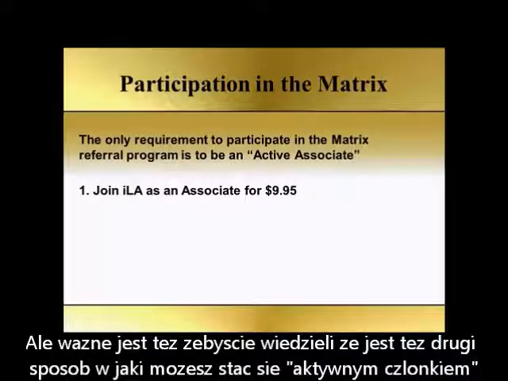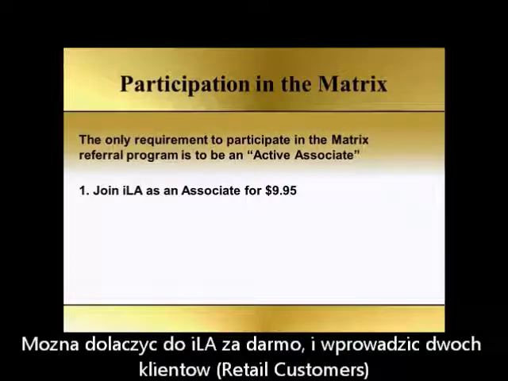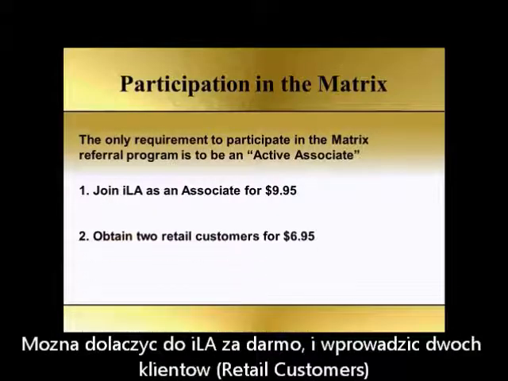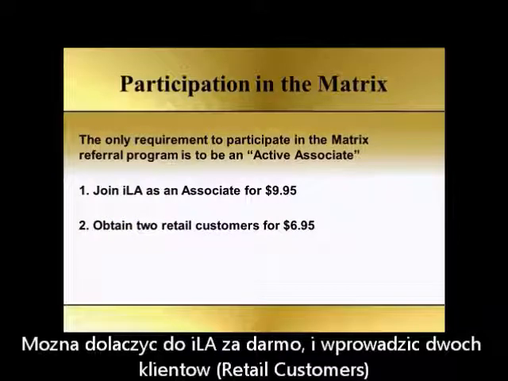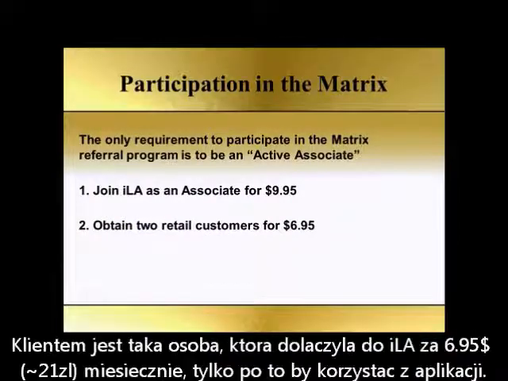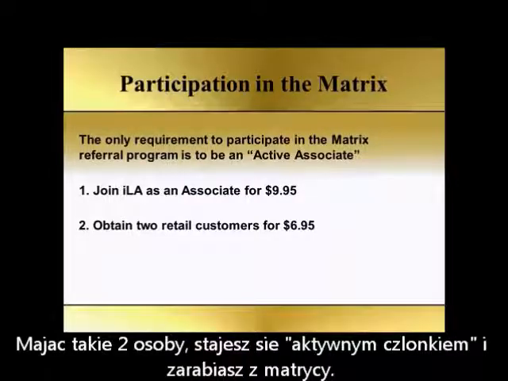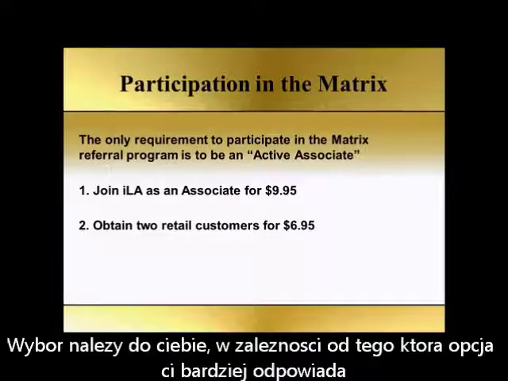However, it's important to let you know that there is another way that a person can become an active associate. You see, technically speaking, a person doesn't really even have to pay a dime. If you come on board with us and simply obtain 2 retail customers. A customer is someone who's not an associate. They pay $6.95 a month to enjoy the subscription. Then based on your efforts, you're an active associate and you can participate in the Matrix referral program. The choice is yours, whichever makes the most sense to you.